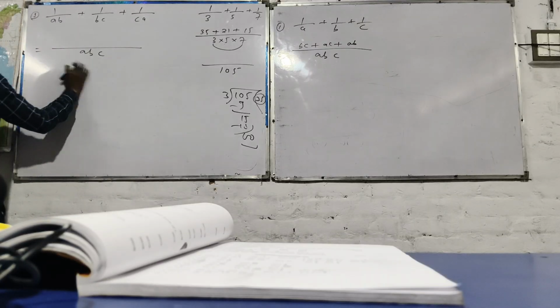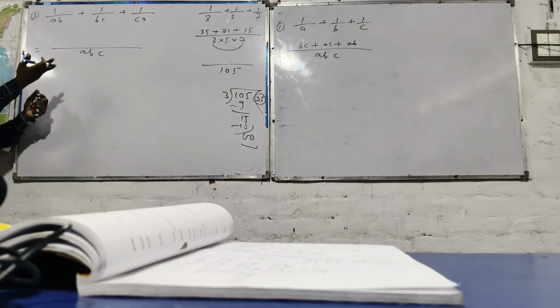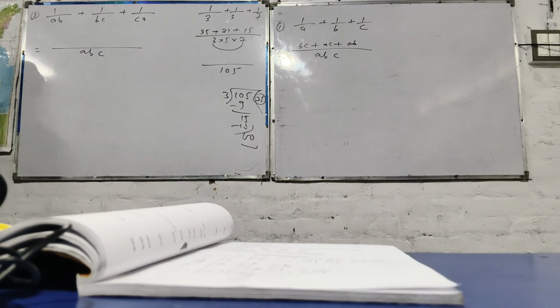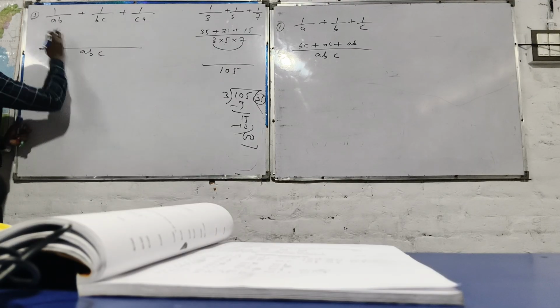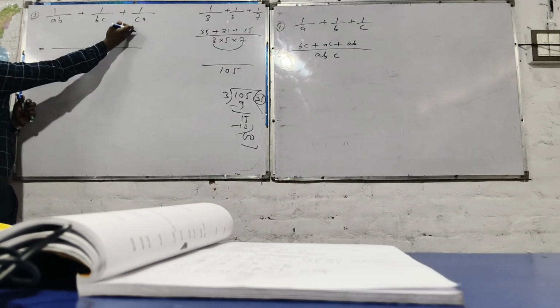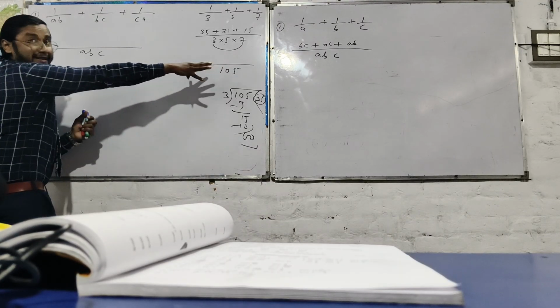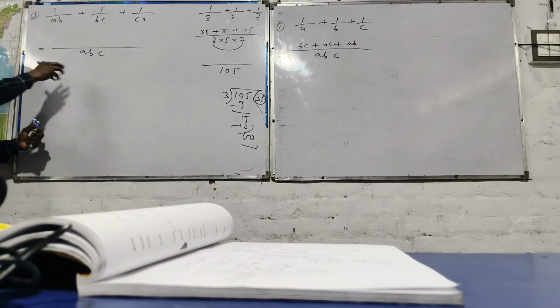Sir, ABC, tell me now. Look, ABC, sir. Now this time AB, BC, C, the LCM is still ABC. That time it is still ABC. So two different questions, but taking the same answer.